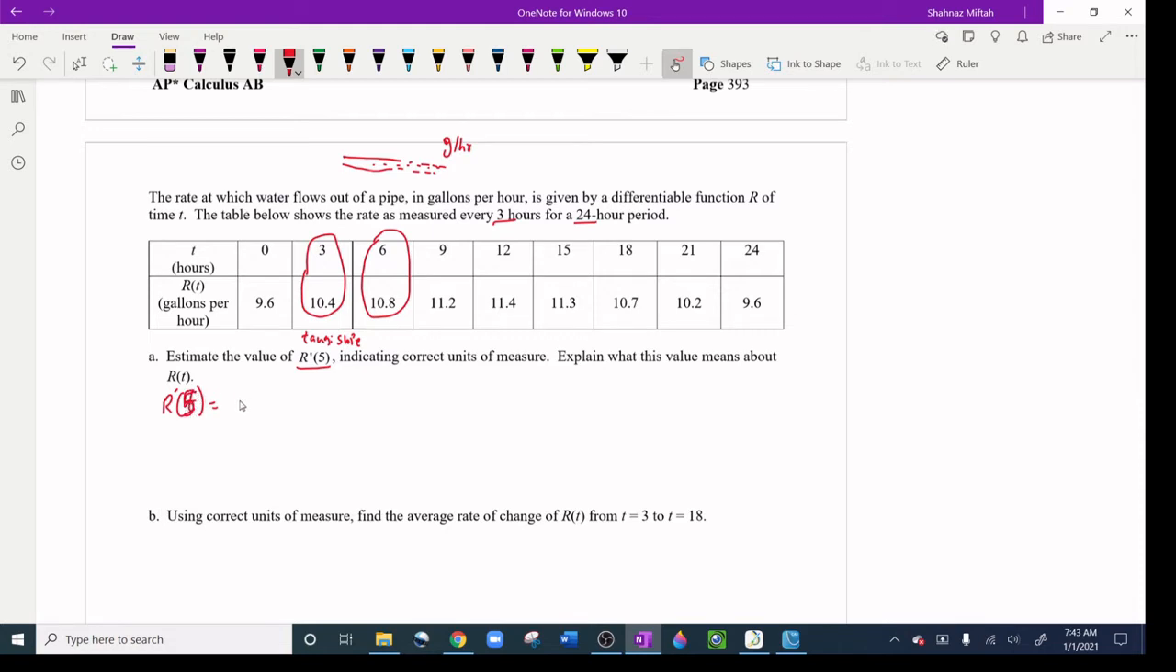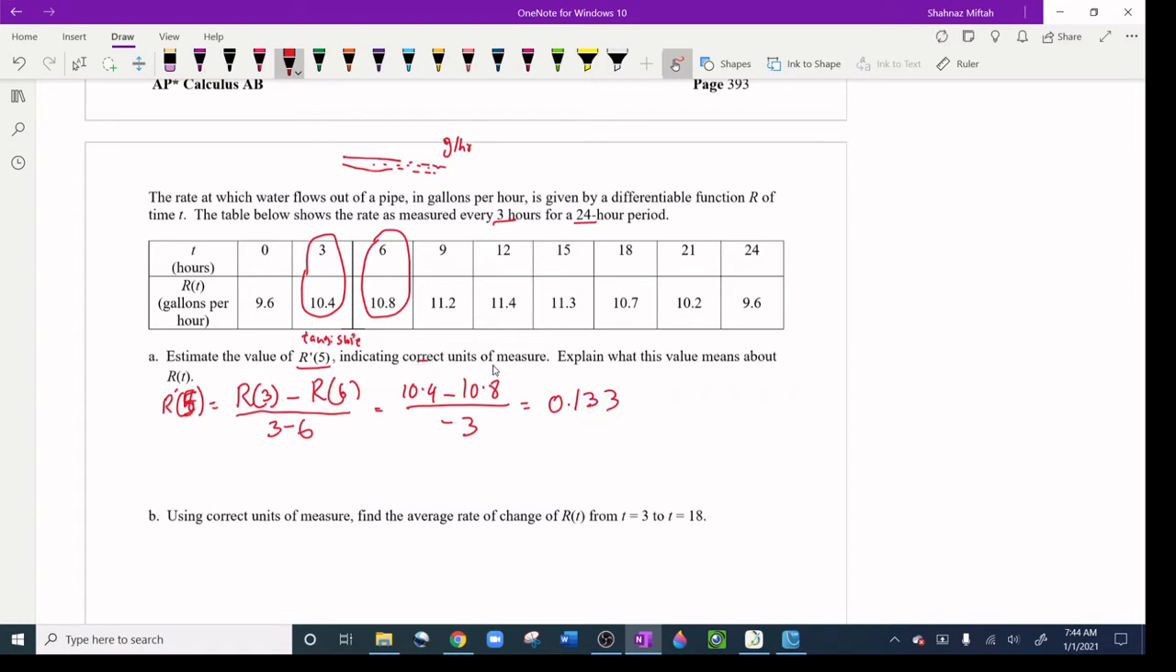R prime 5 is equal to R3 minus R6, and you can go the other way around, 6 minus 3, it doesn't matter, over 3 minus 6, as long as you do the same order in the bottom. So I know R3 is 10.4 minus R6 is 10.8, and 3 minus 6 is -3. Plug this in the calculator, the answer is 0.133. Now this is positive, right?